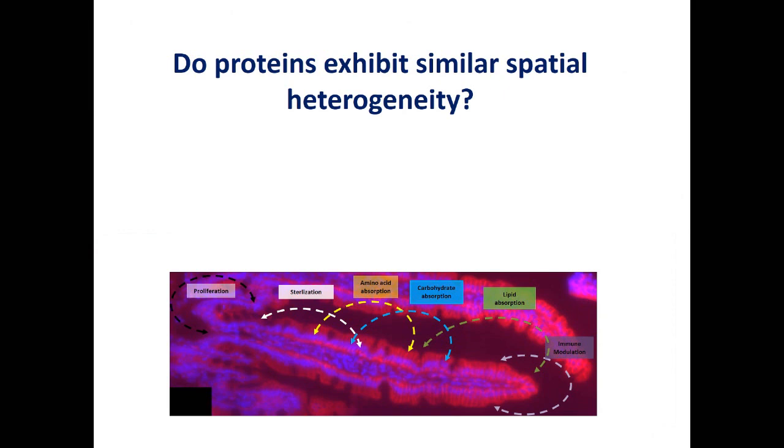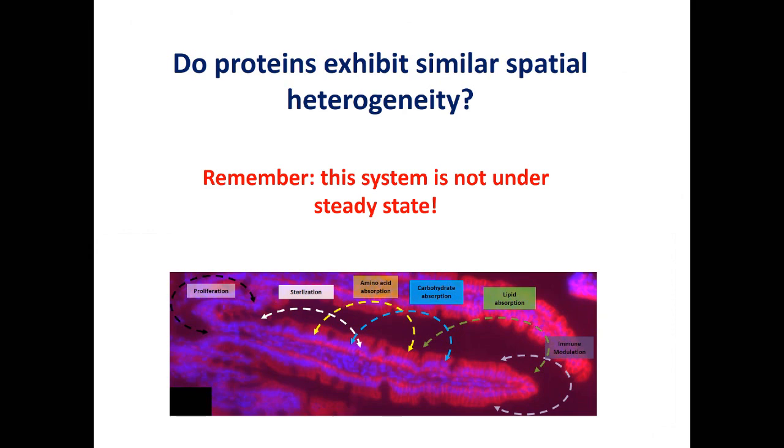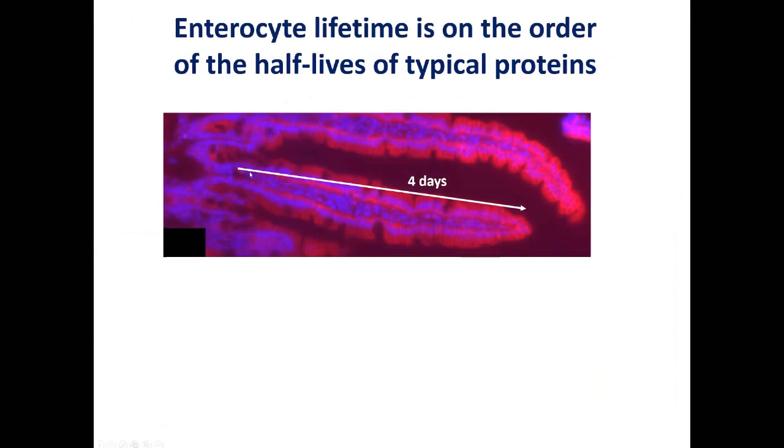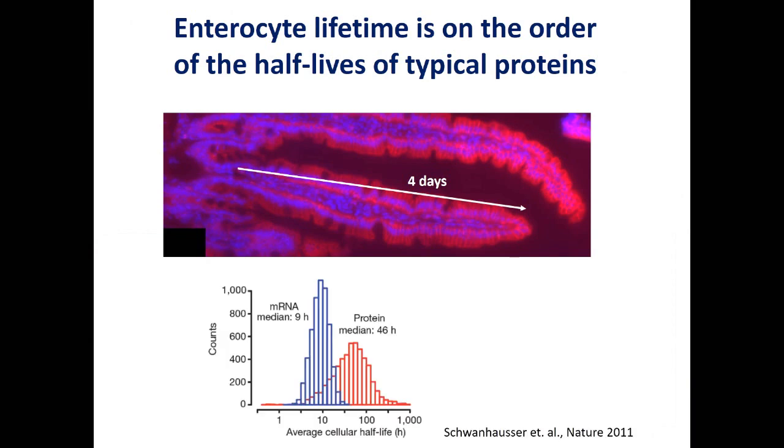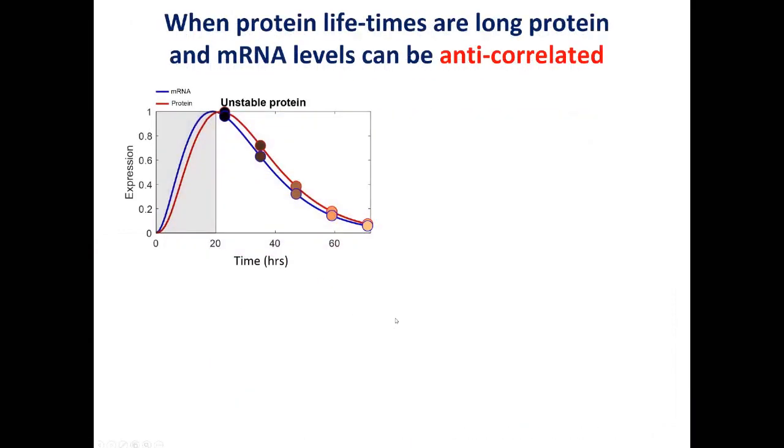So RNA and proteins don't always correlate because there's post-transcriptional regulation consisting of variable translation, variable protein lifetimes. But even if these regulatory rates are constant, you can have very interesting dynamics in this specific tissue. And this is because the gut, the villus, is a system that is not under steady state. If you remember, the migration time from the bottom of the villus to the top is 4 days. That's extremely fast. That's about the order of magnitude of a typical protein lifetime, which is about 2 days. And this means you can get some very interesting out of steady state dynamics.